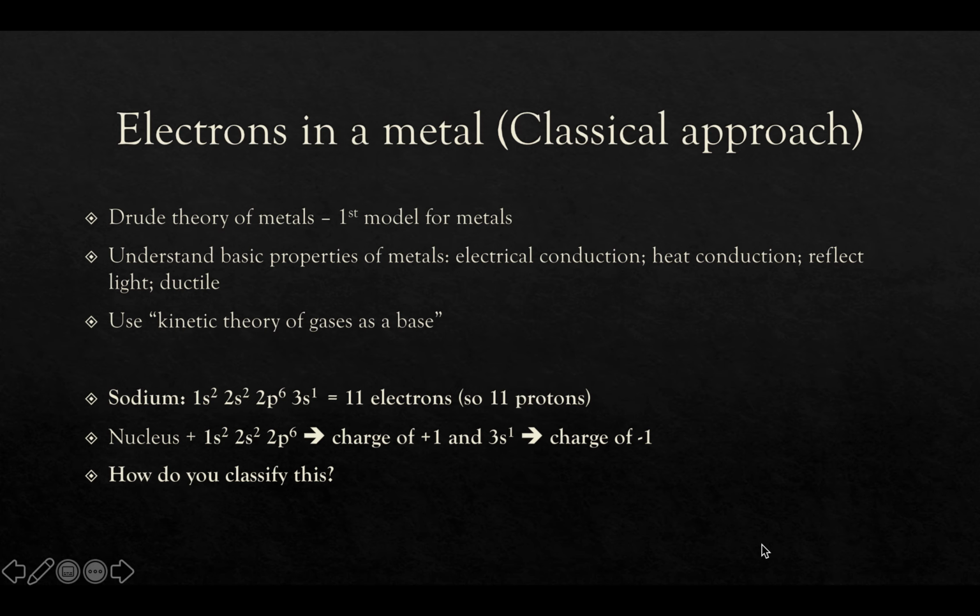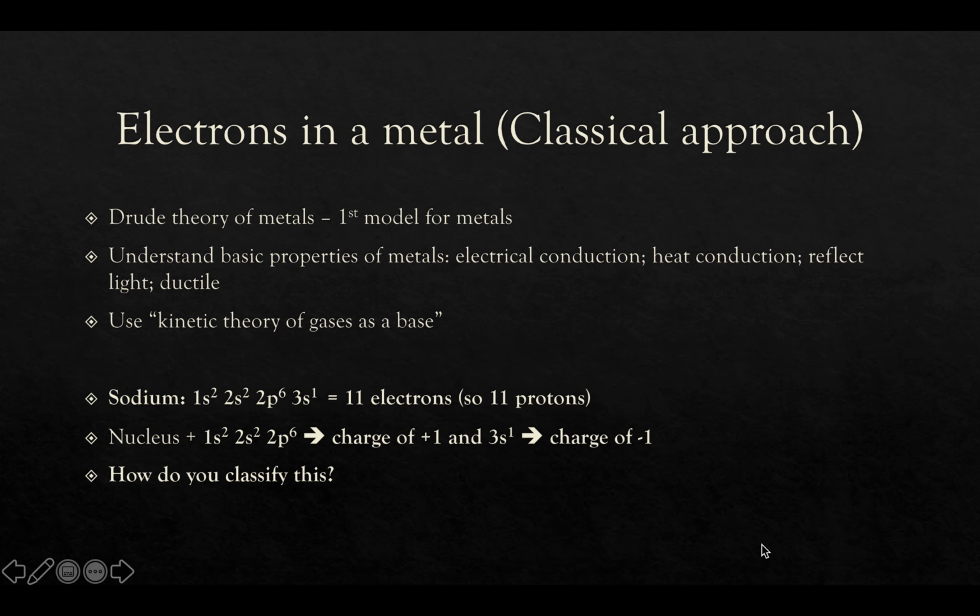So the starting point is to define which electrons in a metal are free. So we'll take an example of sodium. Sodium has an electronic configuration of 1s2, 2s2, 2p6 and 3s1. That's 11 electrons, so it must also have 11 protons for the atom to be neutral. And we now know that the first 10 electrons, that is 1s2, 2s2 and 2p6, are usually called the core electrons, and they are not free to move.